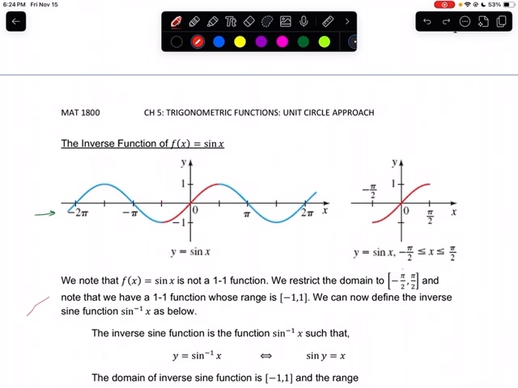So we have to define it, and in order to do that we want to cut a piece of the sine function which is one-to-one and which has all the points of the range. Okay, not the domain, because the domain is going to be restricted. We are restricting the domain of the sine function to find an inverse sine function. Okay.